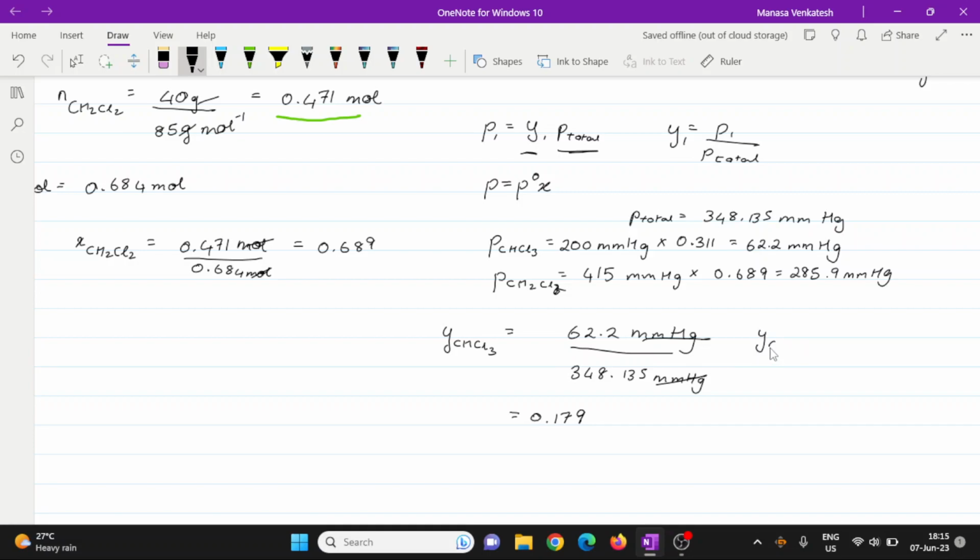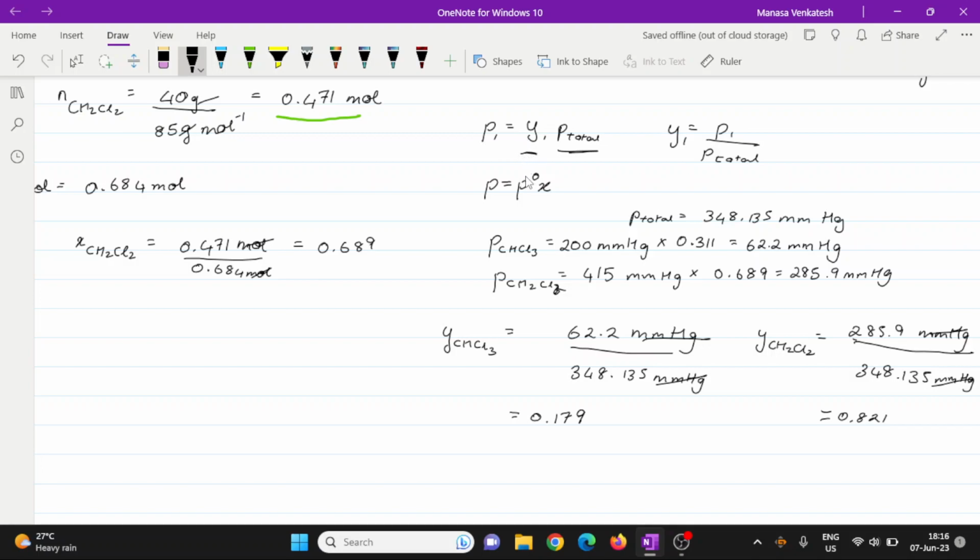Similarly, we can calculate Y of CH₂Cl₂, which will be equal to 285.9 mmHg divided by 348.135 mmHg, and then both these units will again get cancelled, and when this gets simplified you get 0.821. So basically we use the equation P1 equals Y1 into P total, where Y1 is the mole fraction of the component in the vapor phase.